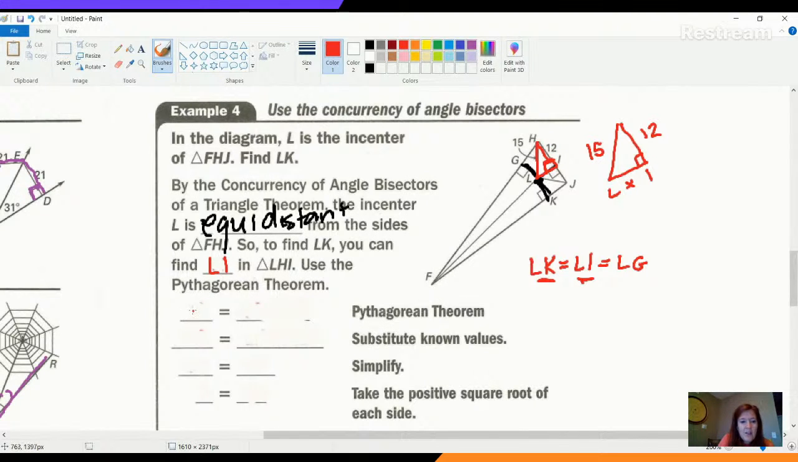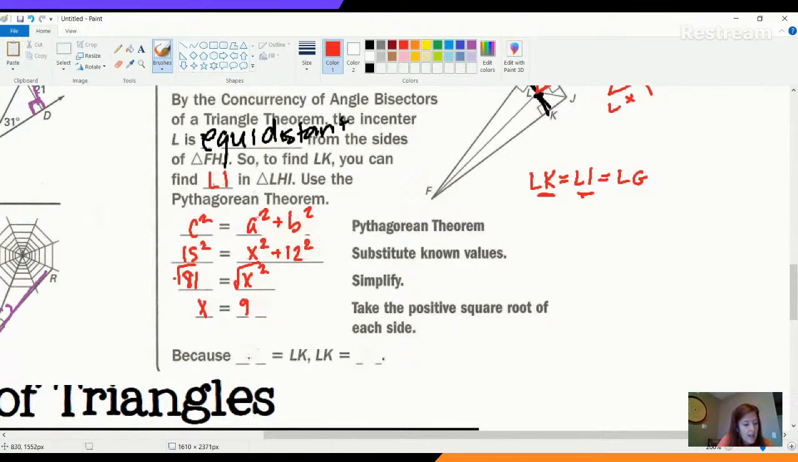Okay, so the Pythagorean theorem is c squared equals a squared plus b squared. Let's substitute what we know. The hypotenuse is 15, so 15 squared equals X squared plus 12 squared. If we simplify, we get 81 equals X squared. Sorry for the quick math there. Or X equals 9, by taking the square root of both sides. Okay, X equals 9, so don't forget how to do that. Because LI equals LK, LK has to equal 9.